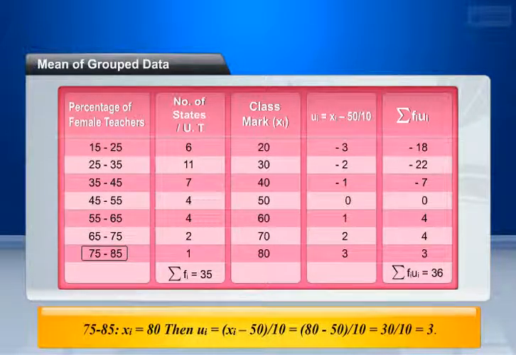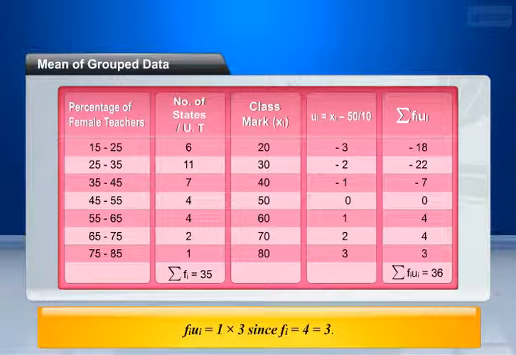Consider the class interval 75 to 85, where xi equals 80. Then ui equals (xi minus 50) by 10, which is (80 minus 50) by 10, which is 30 by 10, which is 3. Now, fiui equals 1 into 3, since fi equals 1. This is equal to 3.